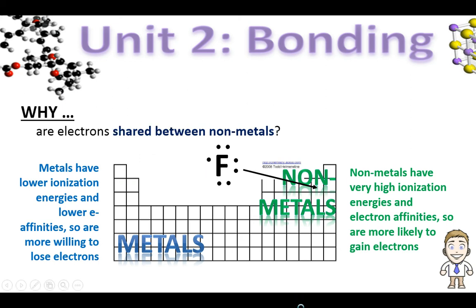That same idea answers the question, why are electrons shared between nonmetals? If you get these two fluorine atoms near each other, they're both nonmetals. Neither is willing to lose an electron. So all they can do is move close enough to share an electron pair between them, forming a covalent bond.